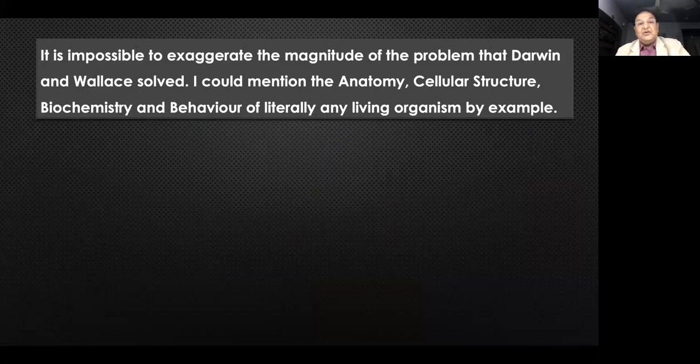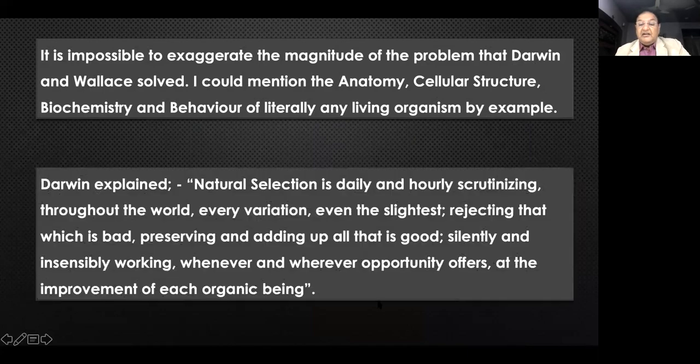So he says that Darwin's selection theory can be applied to anything, right from the beauty of a flower to the behavior of a person. Everywhere he says it is Darwin's selection theory which is working. And what Darwin explained, natural selection is a daily and hourly scrutinizing throughout the world, every variation, even the slightest, rejecting that which is bad, preserving and adding up all that is good, silently and insensibly working whenever and wherever opportunity offers at the improvement of each organic being.